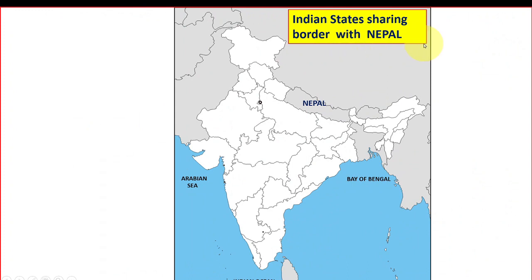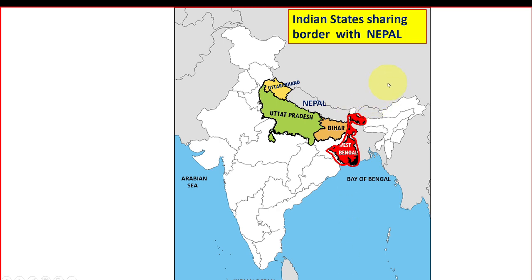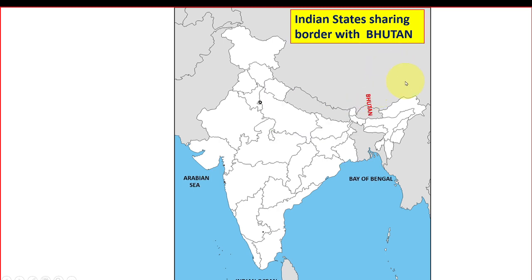Indian states sharing border with Nepal. This is Nepal. First one is Uttarakhand. Second one is Uttar Pradesh. Third state is Bihar. Fourth state is West Bengal. And the fifth one is Sikkim. So Uttarakhand, Uttar Pradesh, Bihar, West Bengal, and Sikkim share a border with Nepal.